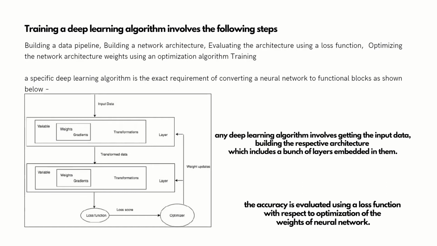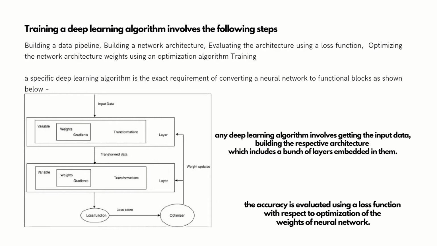Okay, so for the summary, you can understand that these are the four essential steps: build the pipeline, automate your task, build the network architecture. Then once the architecture is there, evaluate it using a loss function. Loss functions will come later on. And then optimize the weights that are involved in the architecture with the help of an optimization algorithm.